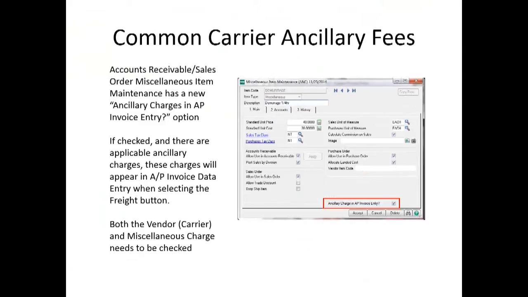In accounts receivable miscellaneous item maintenance, there's a new ancillary charges and AP invoice option. So if checked and there are applicable ancillary charges, these charges will appear in the AP invoice data entry. So you need to have both the vendor set to do ancillary fees for the carrier and the miscellaneous charge that you're going to use for the fee has to be checked on. So both of those are kind of a safety measure, saying this item is one that flows through accounts payable.